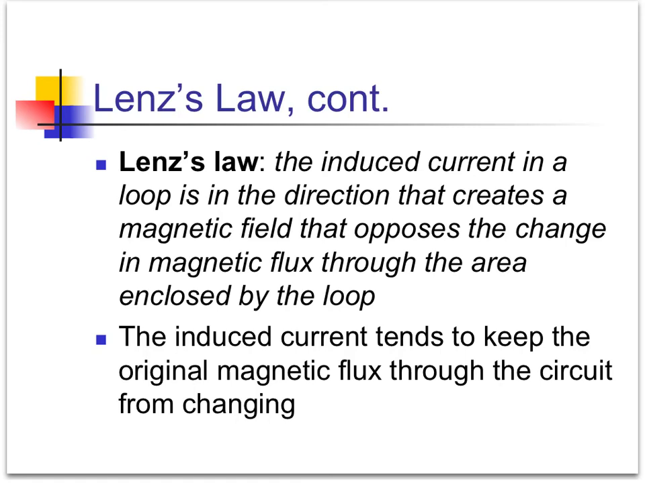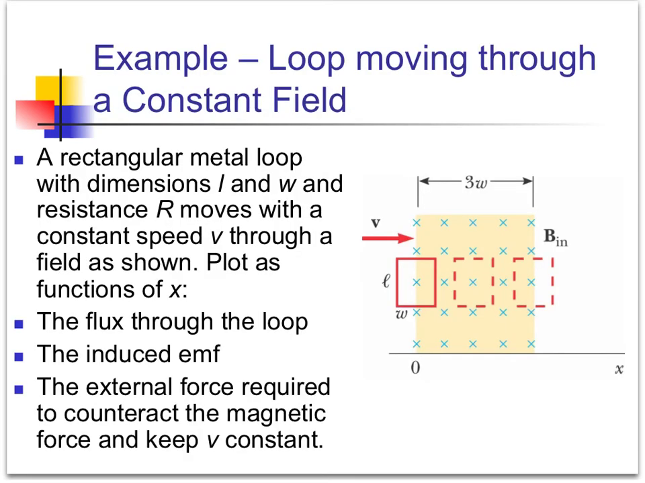So for example, let's say I have a loop, and it moves through an area, the shaded area, where a magnetic field is present. We want to plot as functions of x the flux through the loop, the induced EMF, and the external force required to counteract the magnetic force to keep the velocity constant.